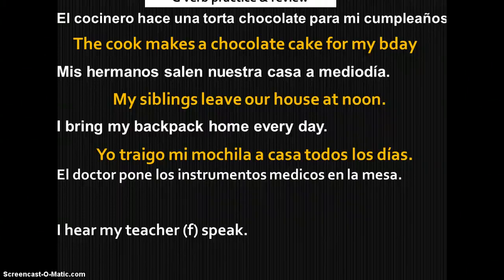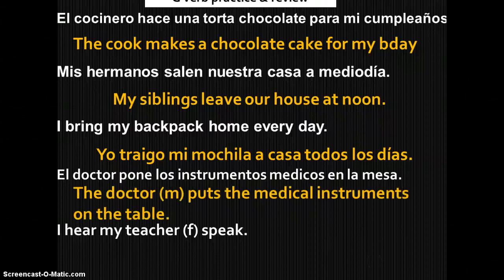The next one, translated into English again. El doctor pone los instrumentos médicos en la mesa. Pause the video and translate it. The answer is the doctor, which is masculine, puts the medical instruments on the table. And the last one, I hear my teacher speak. Again, put this one into Spanish. Pause the video and see if you can do that. The correct answer is yo oigo mi maestra habla.